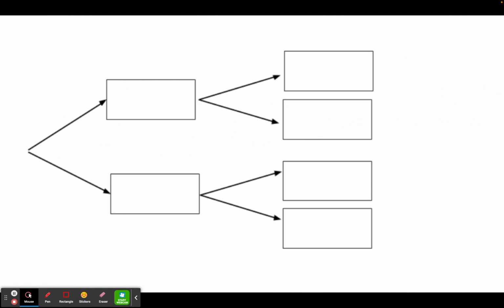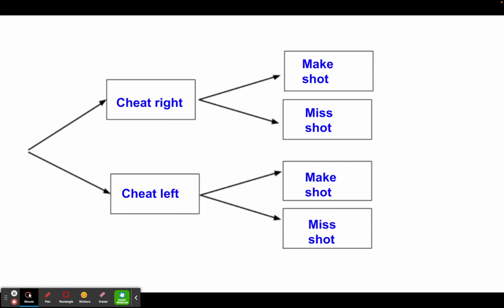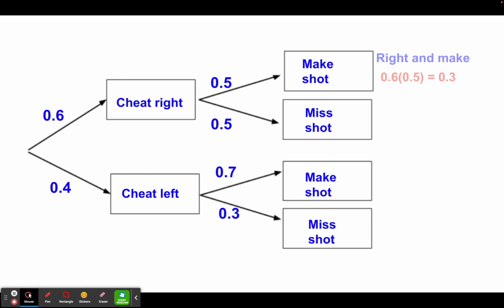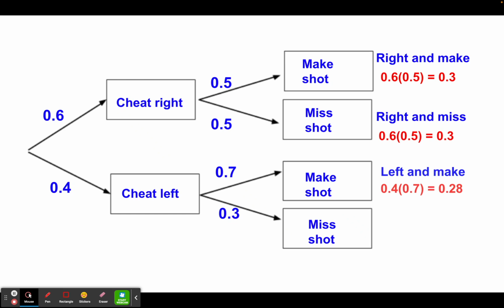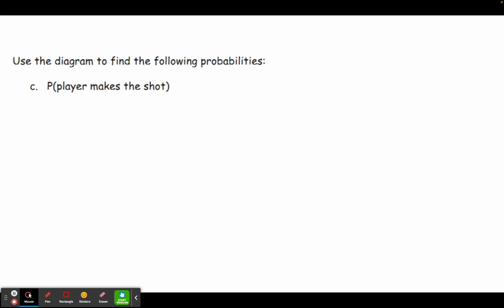Here's what that tree diagram looks like. Here are the corresponding probabilities. Here are the outcomes with each of their final probabilities. And now we can answer the questions. The probability that a player makes the shot would be the sum of the two branches where the player makes the shot.